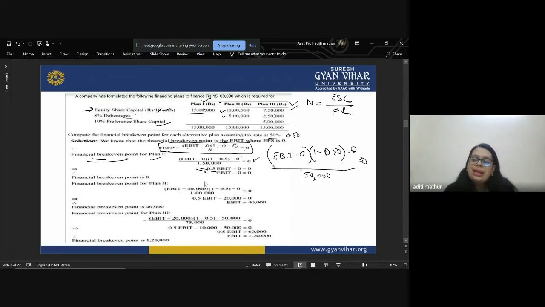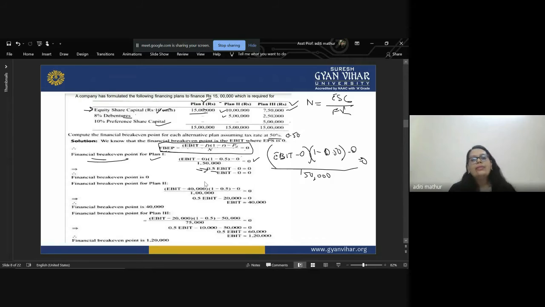Now, why is this? Because there are no fixed charges, because the company solely has the amount which is raised from the equity share capital. They don't have any fixed charges like interest and preference dividend, and that is why the company's break-even point EBIT is 0.